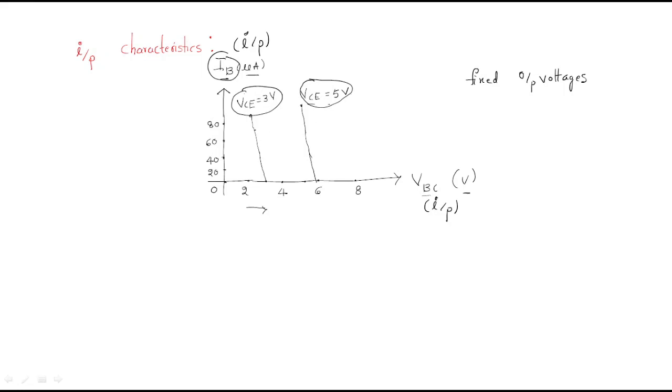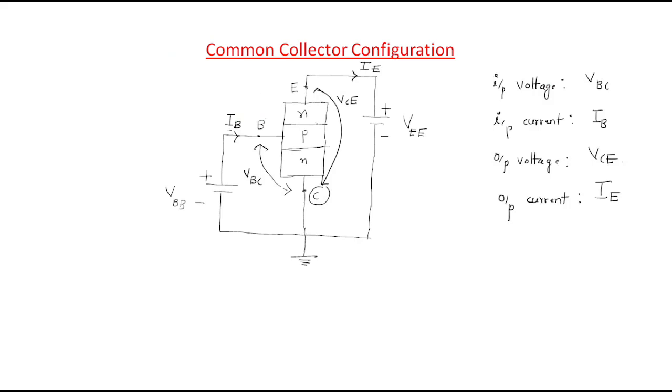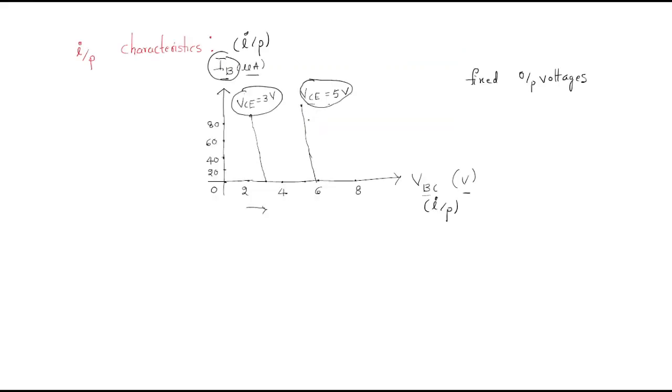Why this type of characteristics? Because if you observe here, the input is positive to negative. Initially between base and collector, we are sending from collector to base. Initially a high amount of electrons cross, and after that the electrons decrease due to this reverse biased case. These characteristics apply only to this common collector configuration.